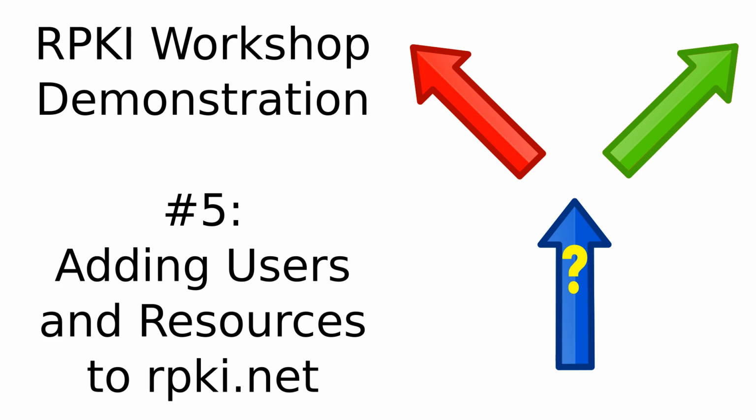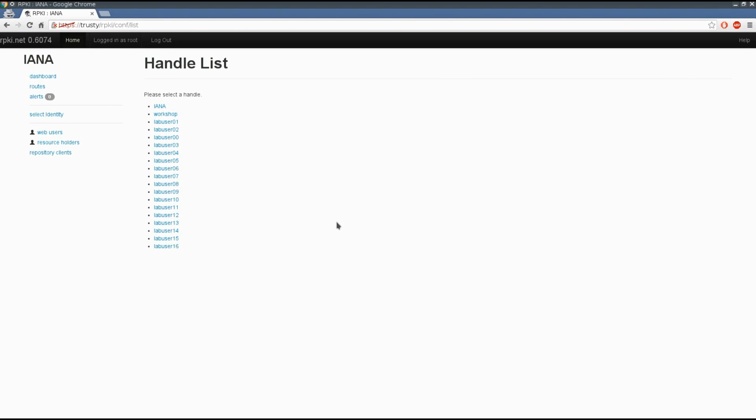So in this module, we're going to go over how to create new resources and how to create new users in the RPKI.net software. This will not actually add users to the routers that we have seen. It only shows the interface to the RPKI.net software. In a future module, we may show how to configure new routers as well, but that's a more complex topic.